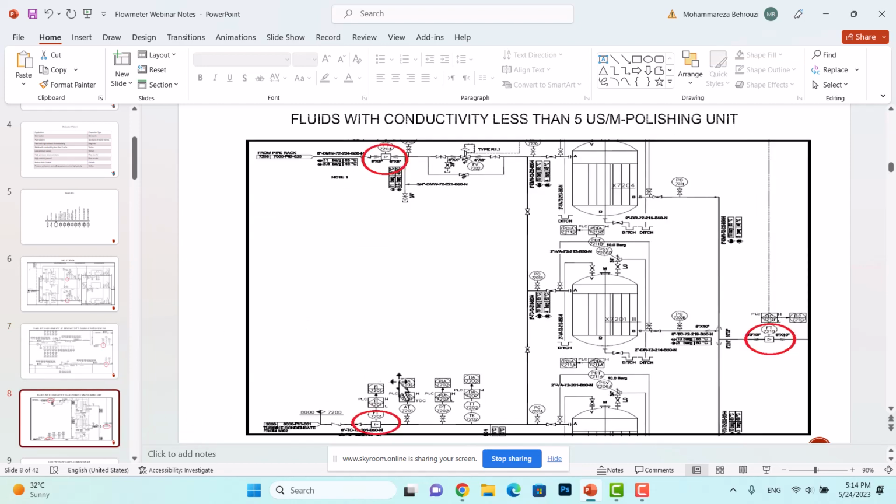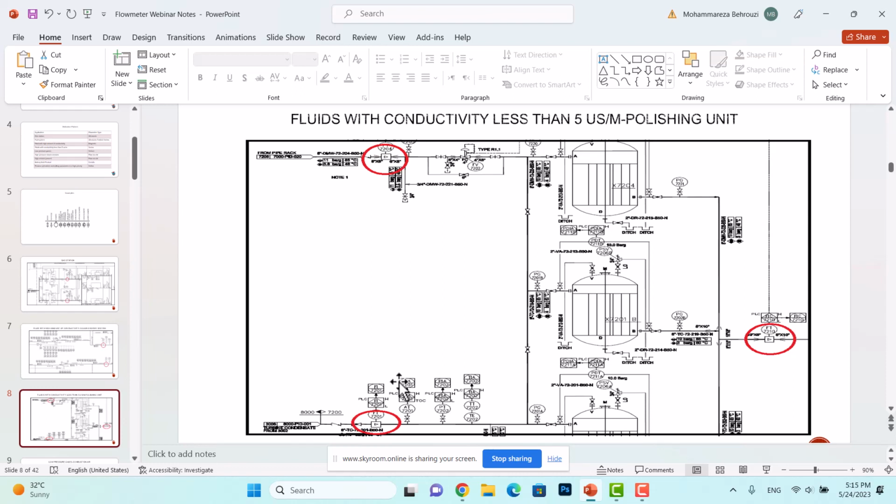Next, we have polishing units. In almost every process plant, including refineries and petrochemicals, we have polishing units because we need to provide the steam generators with BFW, boiler feed water, and in order to reach this boiler feed water, we need to have the polishing units. Of course, it is not within the scope of this webinar to talk about the function of the polishing units.